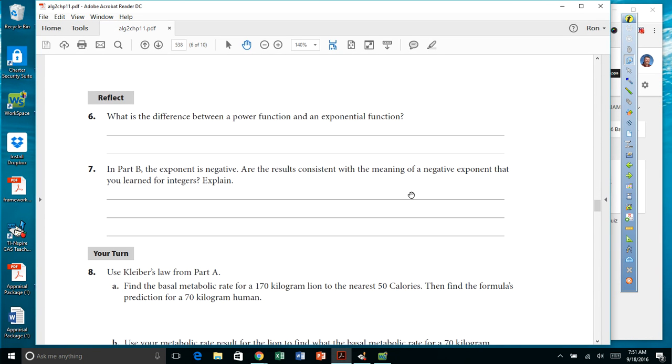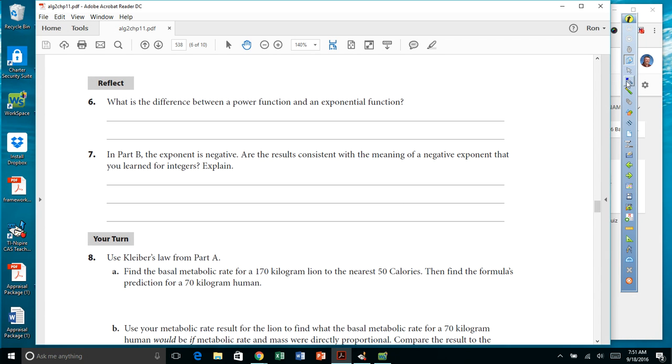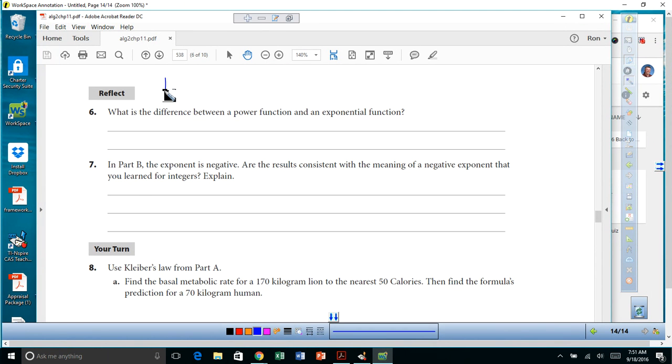What is the difference between a power function and an exponential function? Well, let's see. A power function looks like this. You have some unknown base to a power of like 5. And then an exponential function looks something like 2 to the x power. Okay? Where the variable is actually the exponent.